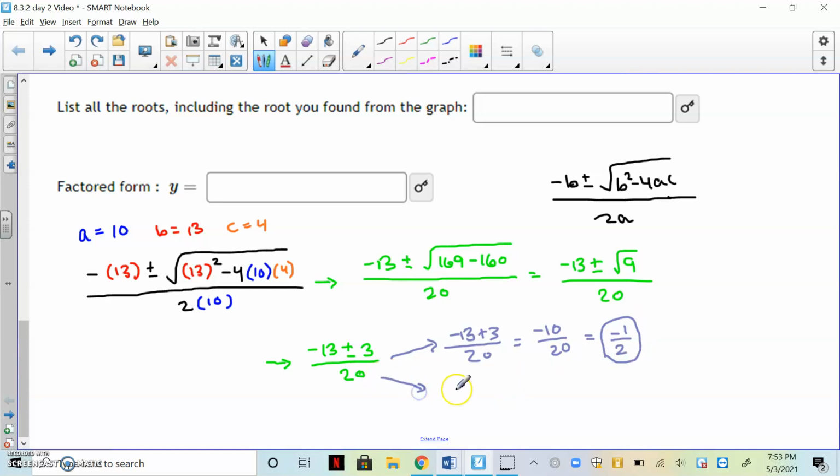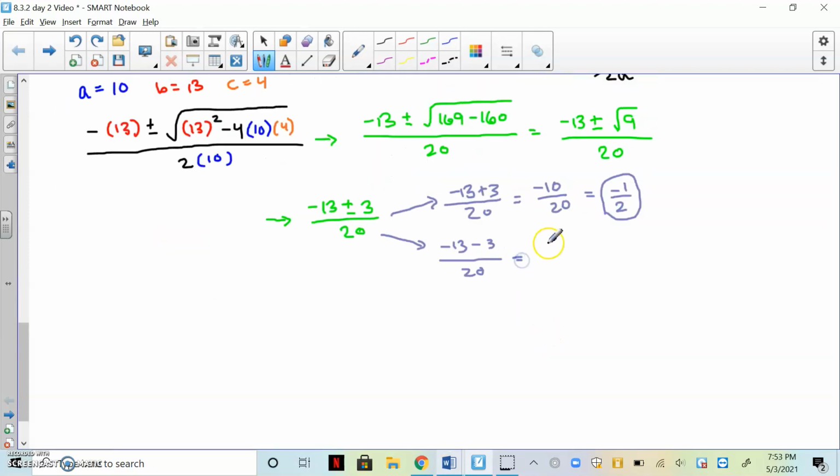And for the other one, we'll use the minus sign. So negative 13 minus 3 over 20. In this case, we get negative 16 over 20. If we simplify this, we can see that both the top and bottom, now, you can do this all in one step or you can go piece by piece. I'll just show you guys piece by piece just because maybe some of you do it that way. I can divide the top and bottom by 2 and get negative 8 over 10, but then I can see that these can still divide by 2 again, and that'll give me negative 4/5.